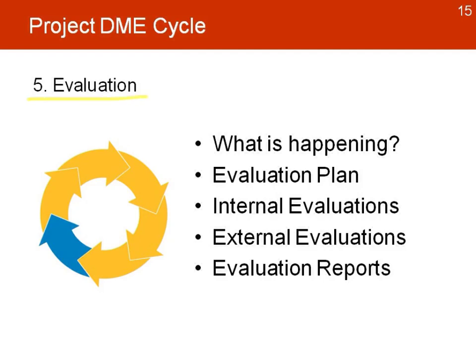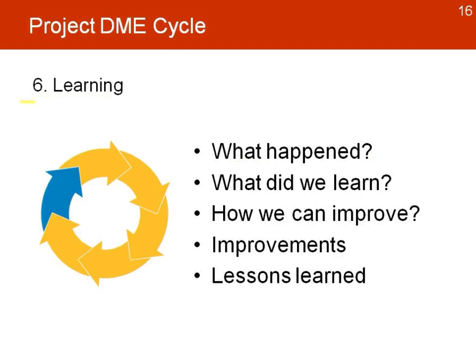Then we have evaluation. Evaluation is asking us what is happening. So we do have an evaluation plan. We also have internal and external evaluations, and evaluation reports that tell us what is happening and what needs to be corrected. The last phase, learning, is asking us what happened.